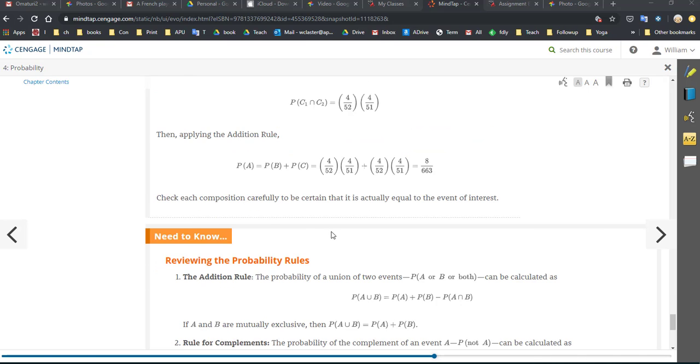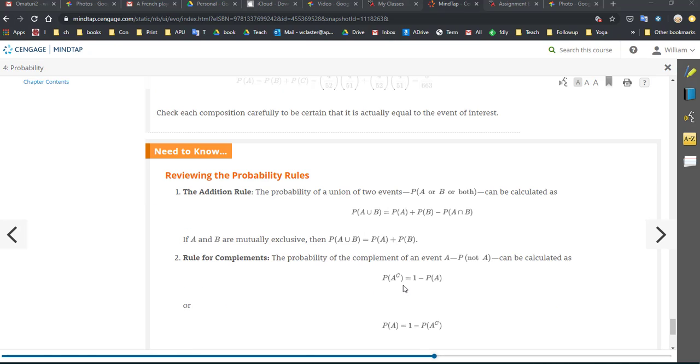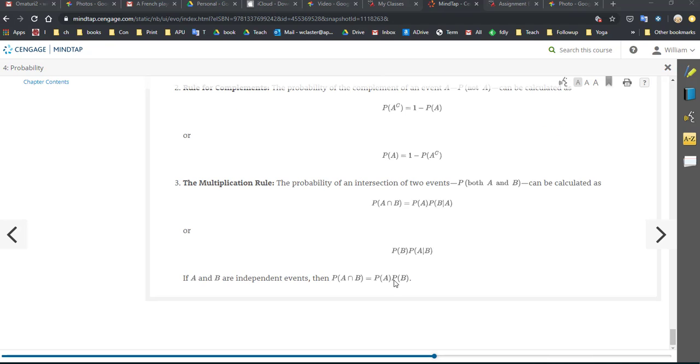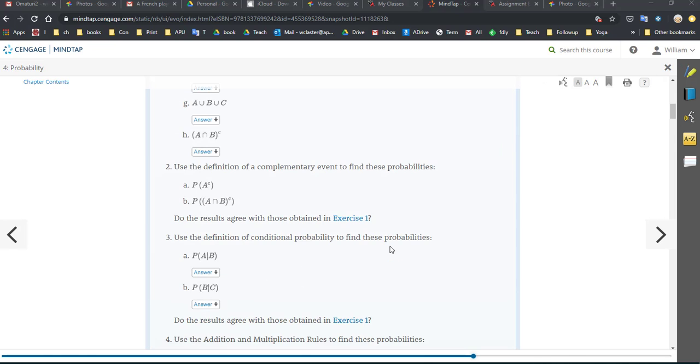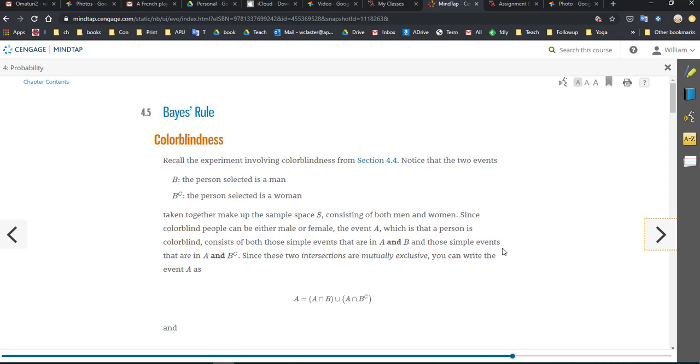Then reviewing the probability rules, we have the addition rule. That's the general rule for union. And if they're mutually exclusive, the general rule becomes simpler like this. And rules for complements: the probability of A complement is 1 minus the probability of A. The multiplication rule is a rule for intersection. It looks like this. It can also be written like this. And if they're independent, it becomes simpler. It just looks like this. And they have some exercises for you to do, so you should go through some of these. And that's all for now.